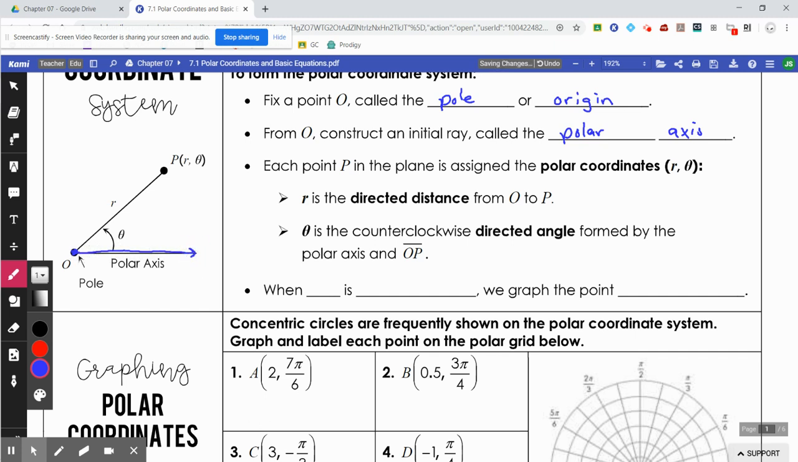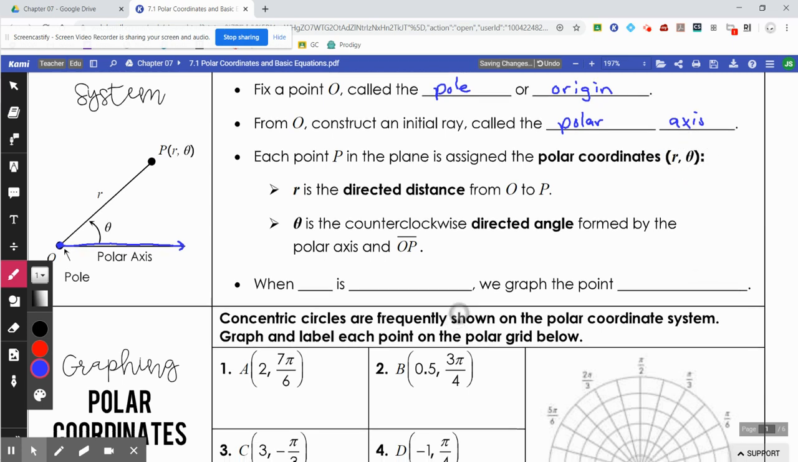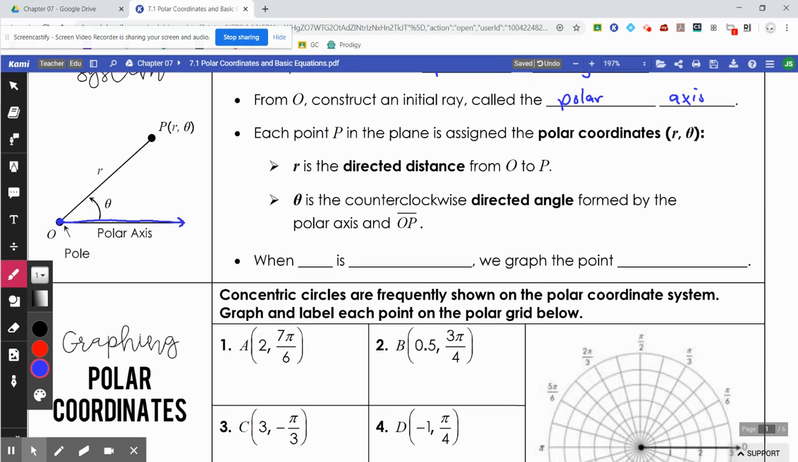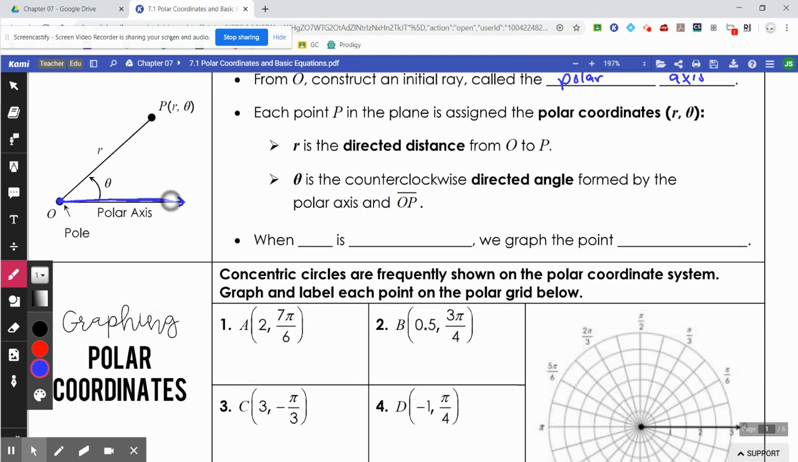And then each point P in the plane is assigned a polar coordinate. Now notice it's not an x and a y now. It's an r and a theta. R is going to be the directed distance from O to P. So we're going to start at O, and go on our polar axis out a distance of R. And then theta is going to be the counterclockwise directed angle formed by the polar axis and OP. So we're going to go out a distance of R, and then we're going to rotate from there an angle of theta. So instead of going over x and up y, we're going out r and we're rotating an angle.